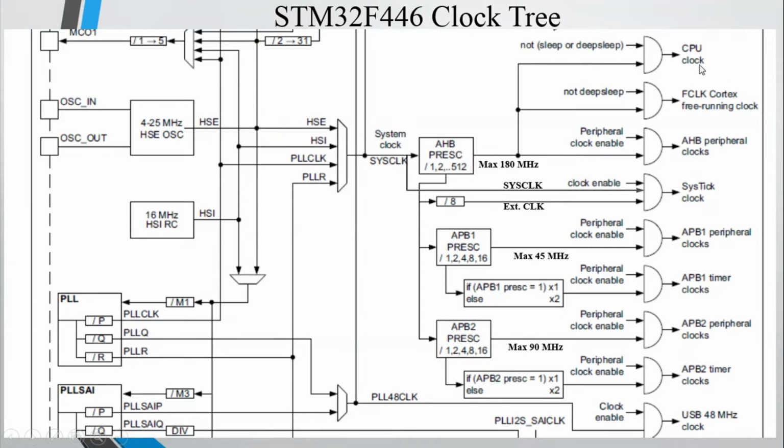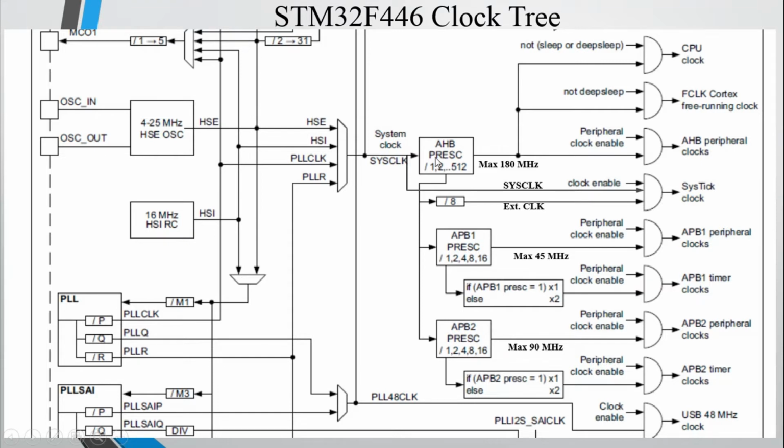You can see here, one is the CPU. AHB is providing clock to the CPU. Another one is the free-running clock of the Cortex, which is the CPU clock. Then there is another free-running clock which is used for several peripherals, and that is also connected to AHB. Then there are some system peripherals which are also connected to AHB.